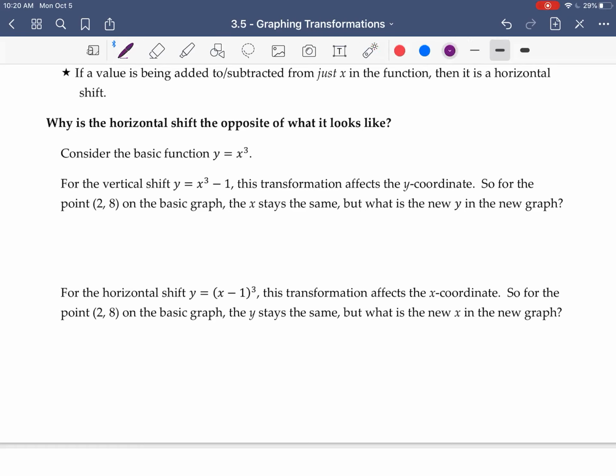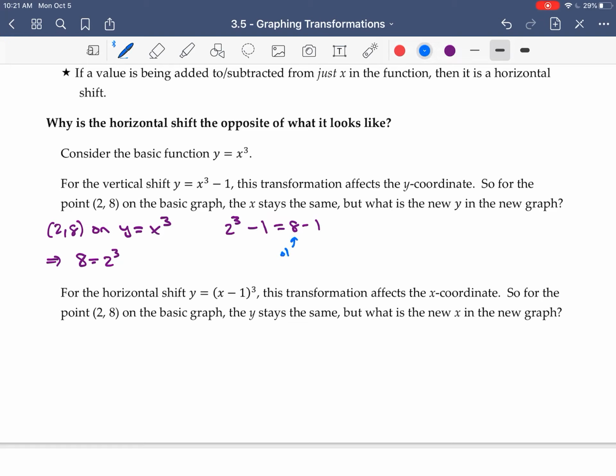(2, 8) on y equals x cubed means that 8 is 2 cubed. I still want to use the 2. So if I plug in 2, it's going to be the 8. Sorry, 2 cubed, which is 8, but then the minus 1. So I actually just subtract from the y value.